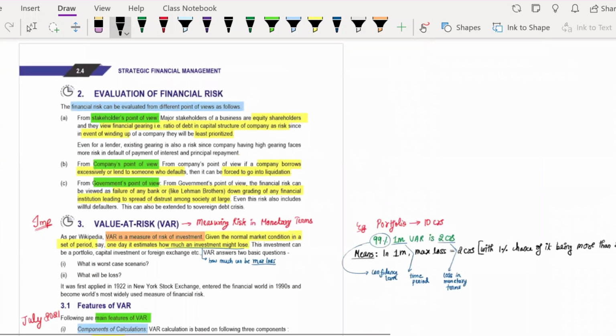So hope the risks are clear until now. Okay. Any doubts until this? Can we move on to the next part?